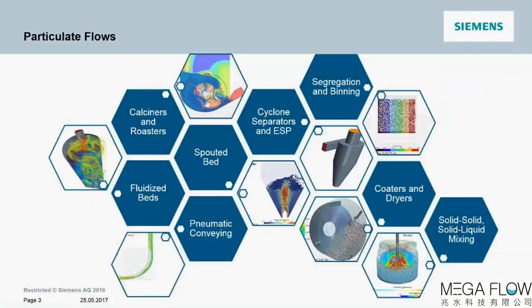So as you may be well familiar, particulate flows are found in various different unit operations in the chemical and process industries. Some of them are listed here, like calciners and roasters, cyclone separators, spouted beds, fluidized beds, and so forth. And some of them also include solid-liquid type of applications.